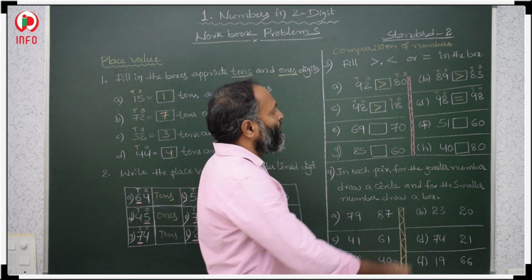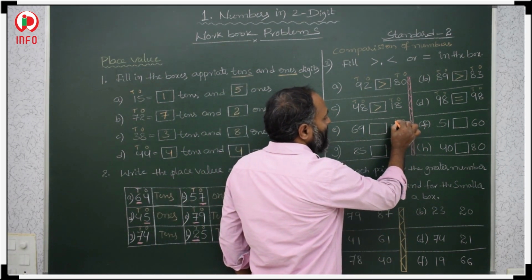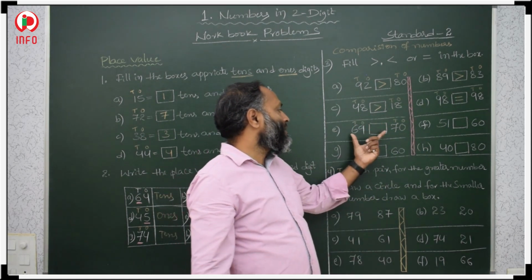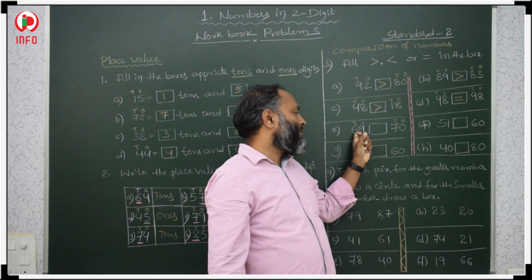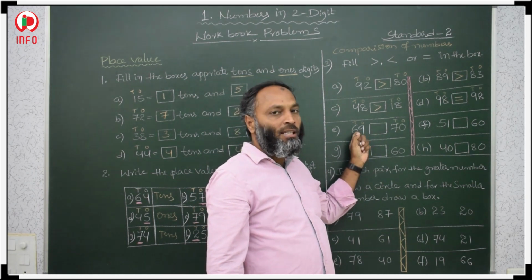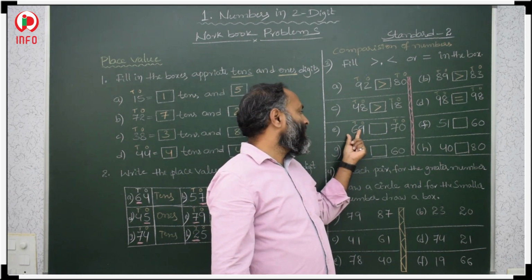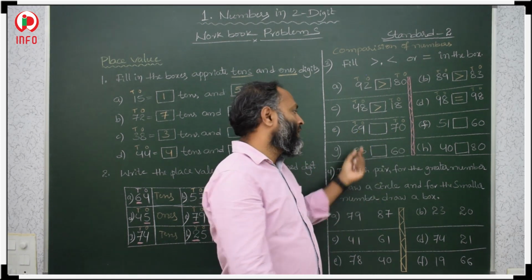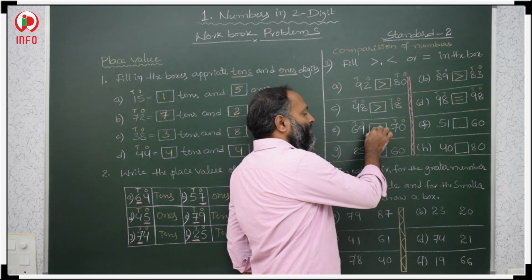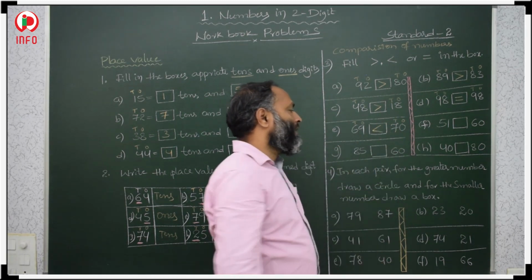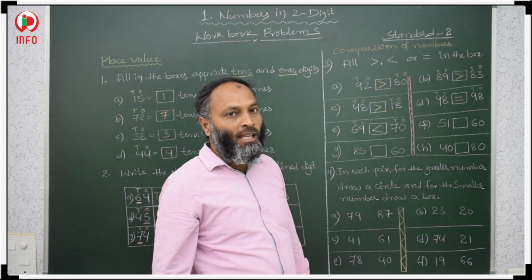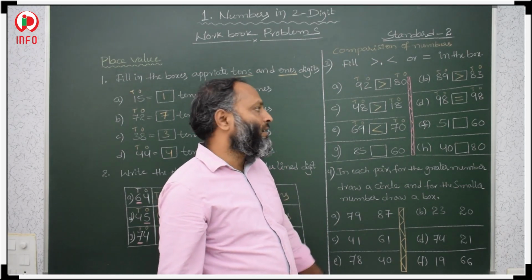Next, this is the ones place, this is the tens place. In the ones place 6 is there; first we have to check the tens place. In the tens place 6 is there and in the tens place 7 is there, and 6 is smaller, means this is smaller. 69 is smaller, means less than. 69 is less than 70.